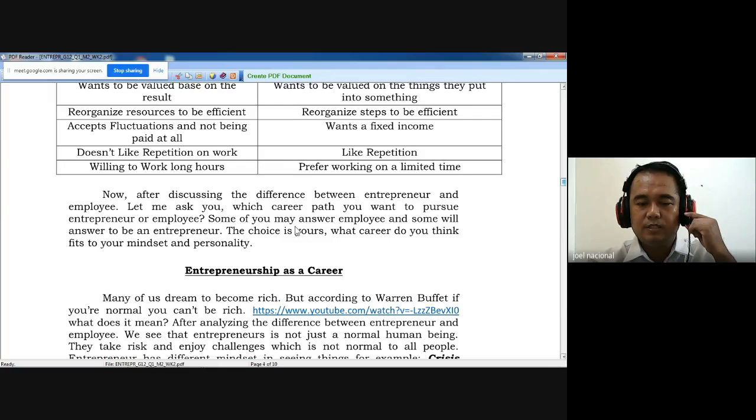Some of you may answer entrepreneur and some will answer employee. The choice is yours. What career do you think fits your mindset and personality? Okay, so it's up to you. If you want to become an employee, that's also good. But you have the mindset to become an entrepreneur.